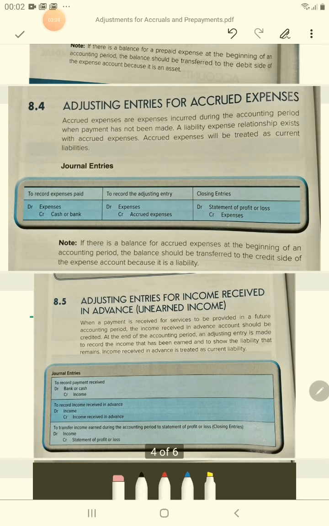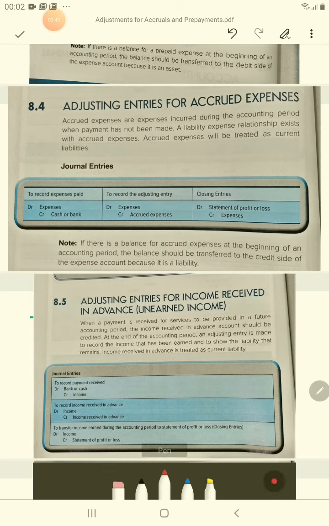For accrued expenses in 8.4, accrued expenses is a liability. Accrued expenses is a current liability. Therefore, we will record it as a liability. Debit expenses, credit accrued expenses.